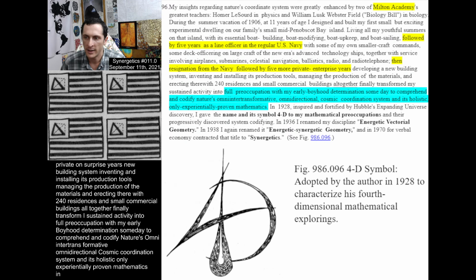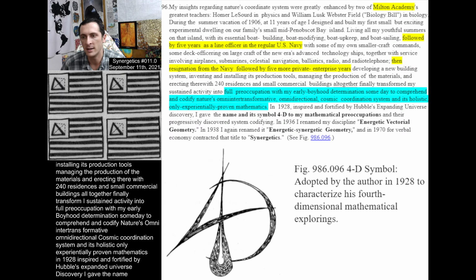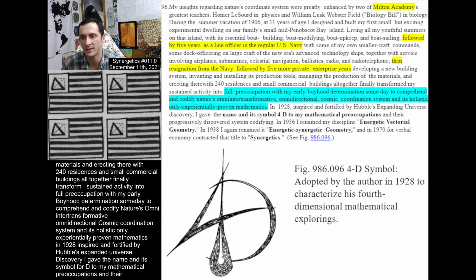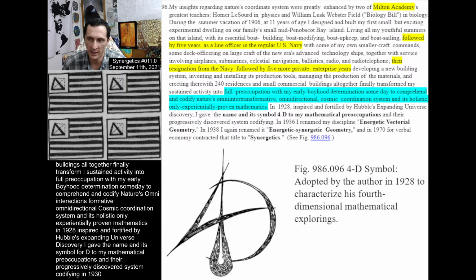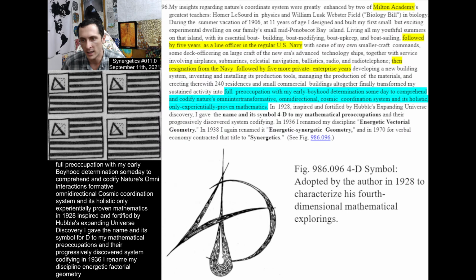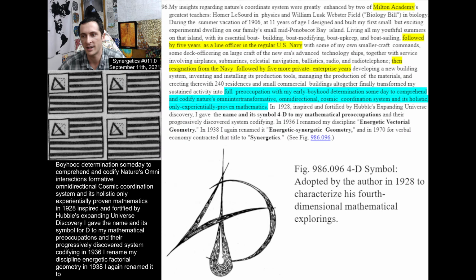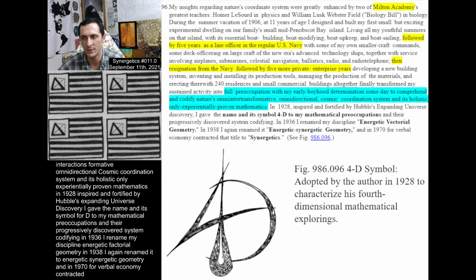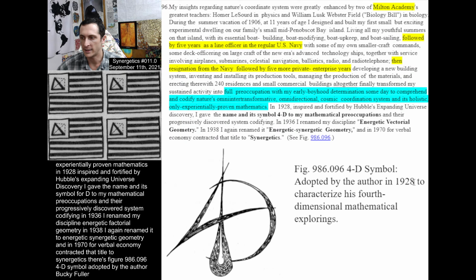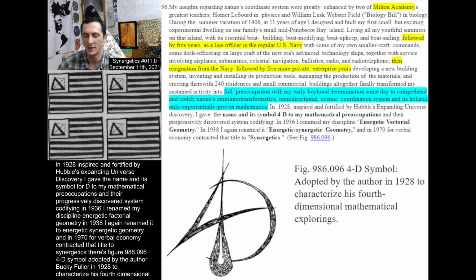In 1928, inspired and fortified by Hubble's expanding universe discovery, I gave the name and its symbol 4D to my mathematical preoccupations and their progressively discovered system codifying. In 1936, I renamed my discipline Energetic Vectorial Geometry. In 1938, I again renamed it to Energetic Synergetic Geometry, and in 1970, for verbal economy, contracted that title to Synergetics. Here's figure 986.096, 4D symbol, adopted by the author Bucky Fuller in 1928 to characterize his fourth-dimensional mathematical explorings.